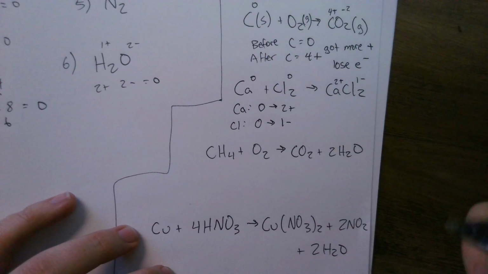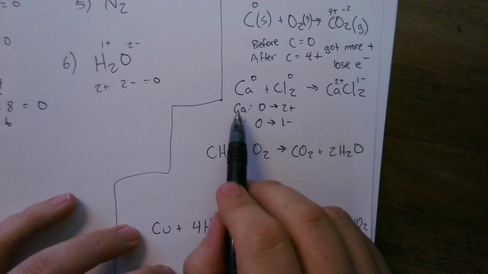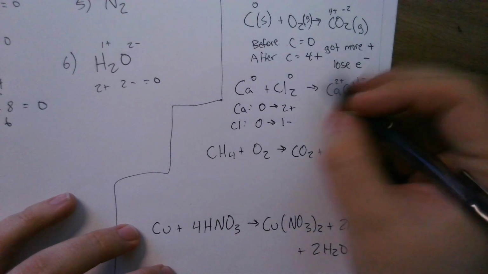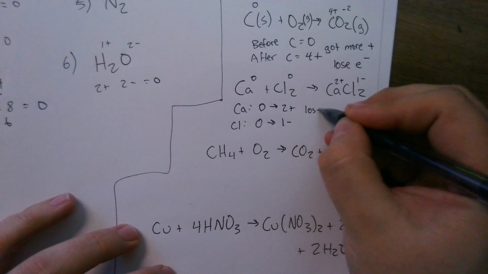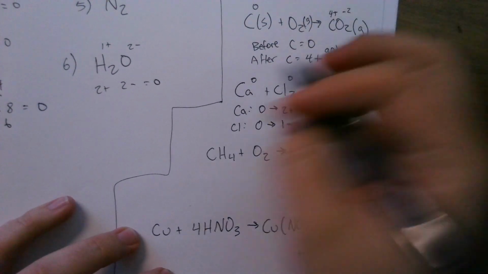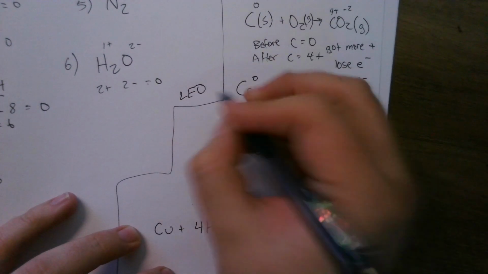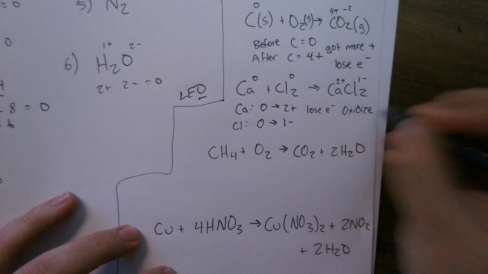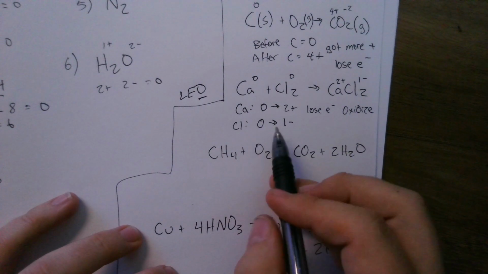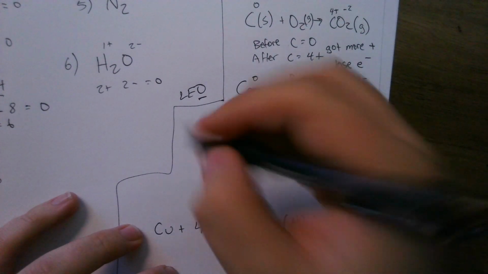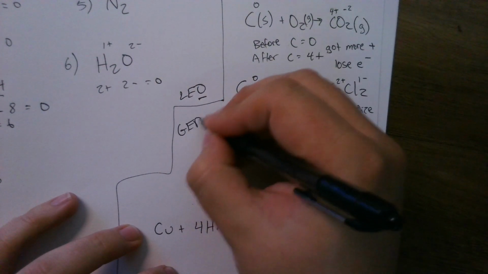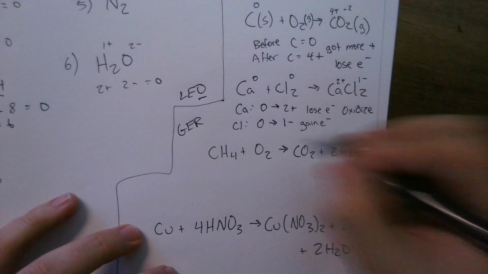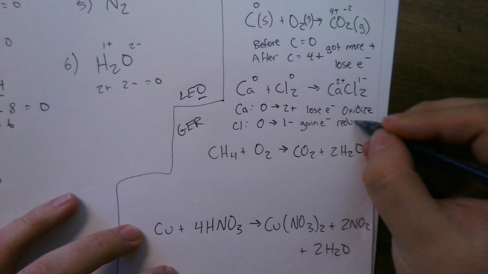One of them got more positive, one of them got more negative. Calcium 0 to 2+. You got more positive. That means you lost electrons. Leo, lose electrons oxidation. Lose electrons oxidized. Chlorine, you got more negative. To get more negative, you need to gain electrons. Grr. Gain electrons, reduced.